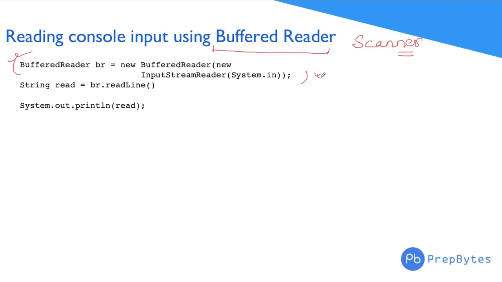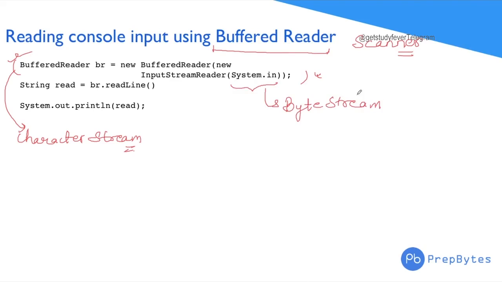Now let's try to understand what is happening. This BufferedReader belongs to the character stream, so BufferedReader takes input in the form of a character stream. I'm just giving the information and then we will club it. Here, using System.in, we are taking input in the form of a byte stream. So BufferedReader accepts a character stream, but using System.in we are taking the input as a byte stream.